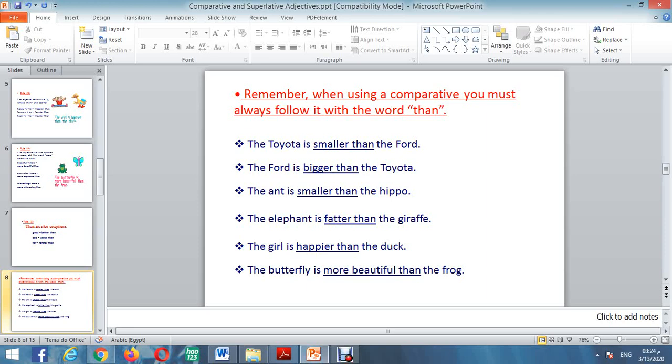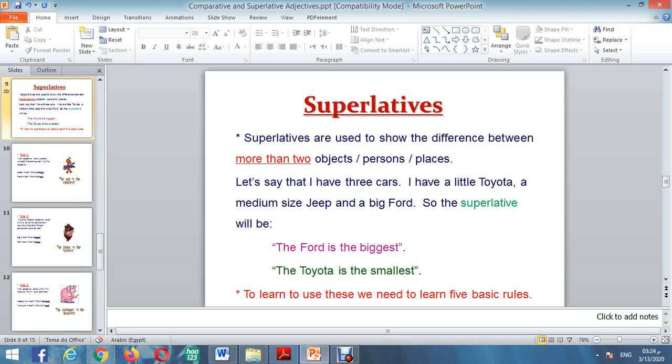Excellent. Now, ready? Superlatives. Superlatives compare between one and a group, or one and more than one.